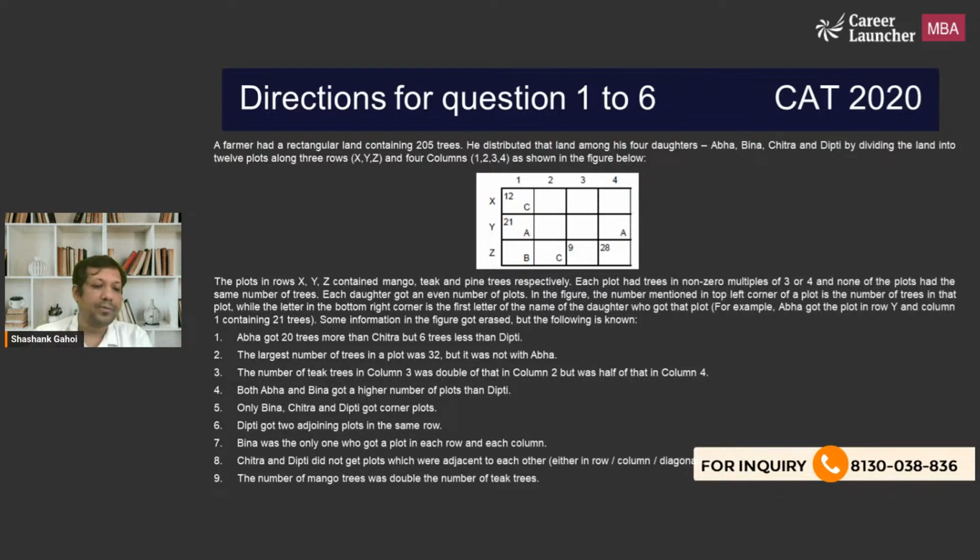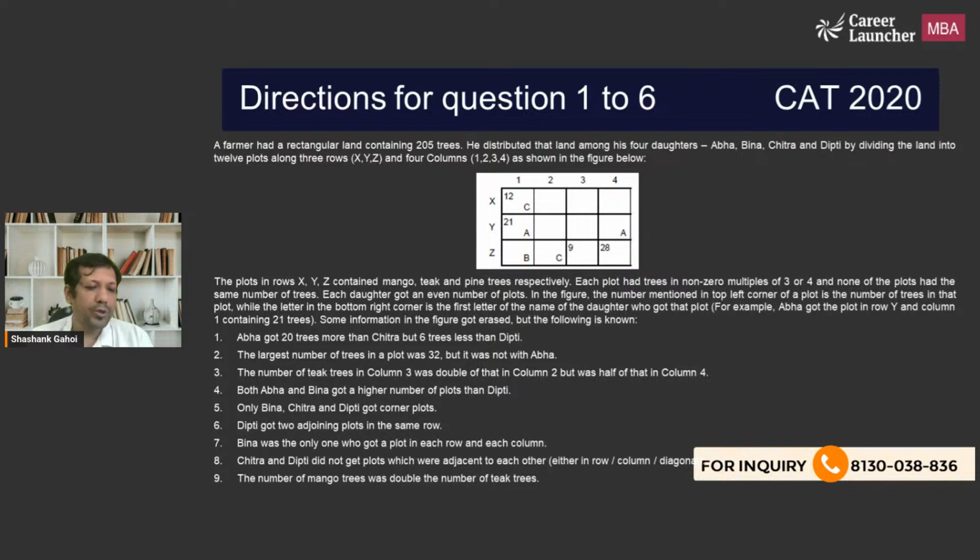This is a set where a farmer has a rectangular land containing 205 trees. He distributed the land among his four daughters, Abha, Bina, Chitra, and Deepti. So basically, the names are simply A, B, C, and D, and the graph shows that there are 3 rows, 4 columns. So total number of the plots we are talking about are 12, right? So we have to distribute 12 plots among 4 people, A, B, C, and D.